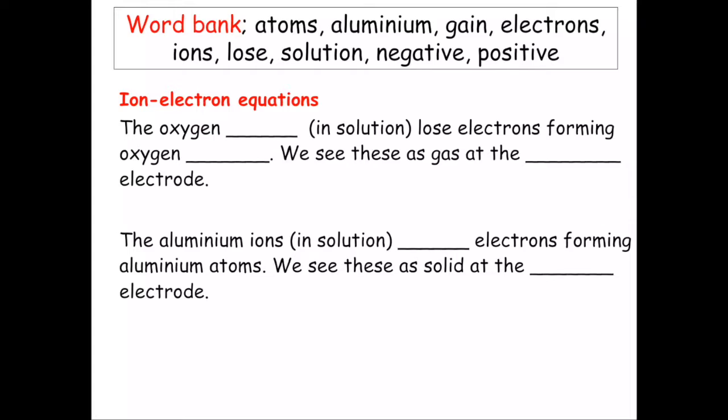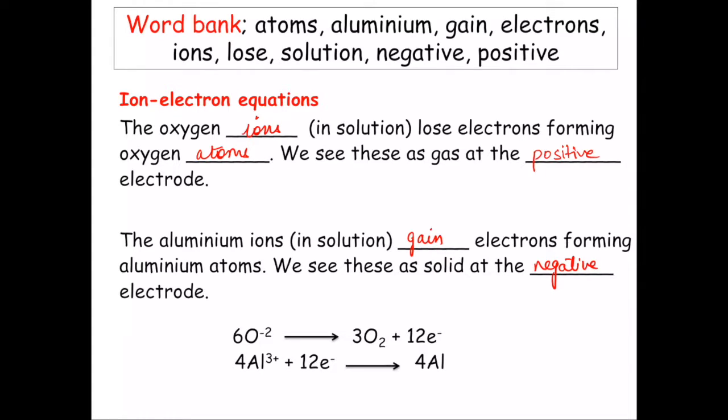The oxygen ions in solution lose electrons forming oxygen atoms. We see these as gas at the positive electrode. The aluminium ions in solution gain electrons forming aluminium atoms. We see these as solid at the negative electrode. So now you can see the equations that are taking place at anode and cathode.